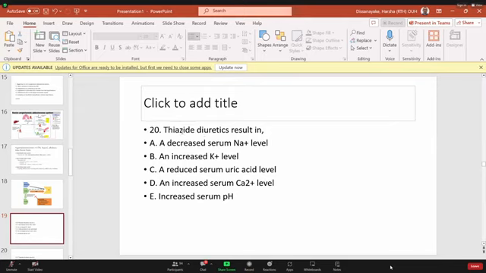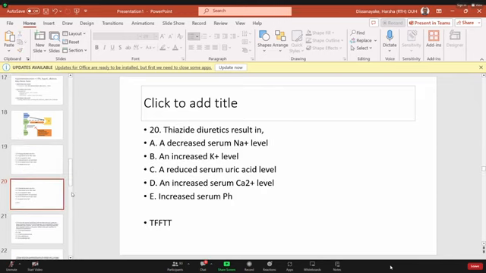So thiazide diuretics decrease serum sodium, yes. Increase serum potassium, false, it causes hypokalemia. Reduce serum uric acid, we know it is false because thiazide diuretics classically can precipitate gout. That's because of retention of uric acid. So that's false. Then increase serum calcium, yes. So furosemide decreases serum calcium, thiazides increase serum calcium.